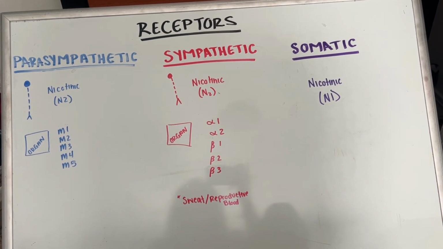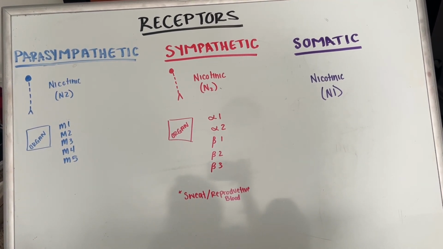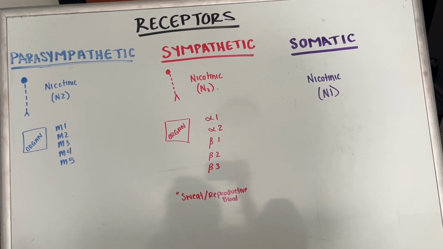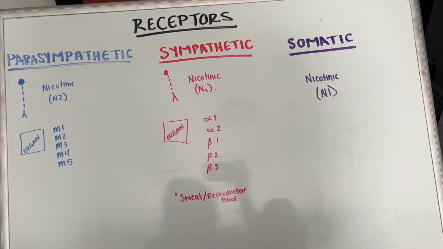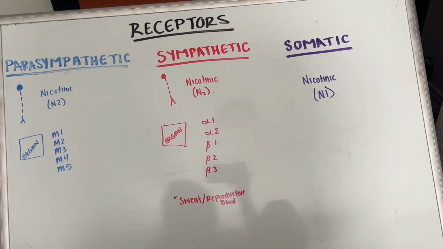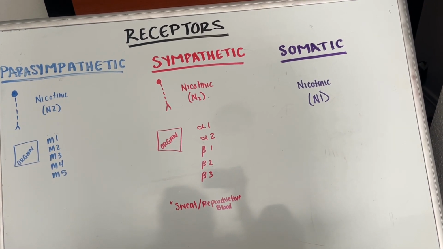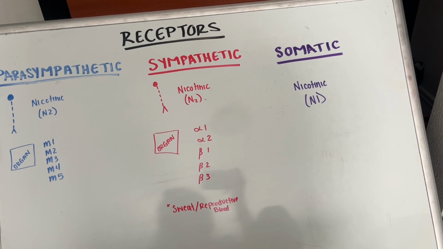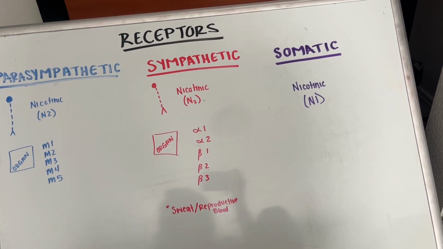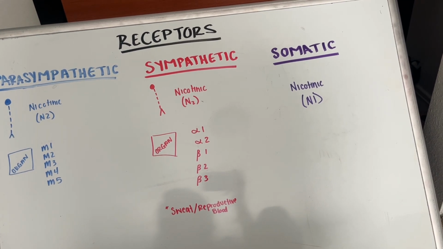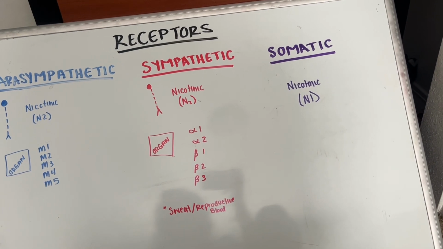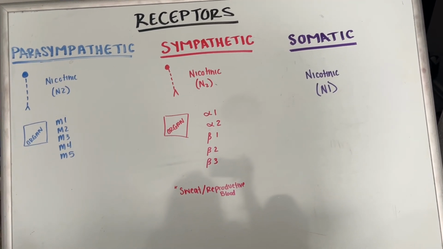In our sympathetic division, our postganglionic neurons also have nicotinic or N2 receptors that bind to acetylcholine, which, once again, was released by our preganglionic neuron. But our effector organs have adrenergic receptors that bind to norepinephrine and epinephrine. There are two main subtypes, alpha and beta, and they have alpha 1 and alpha 2 and beta 1 through 3. Some effector organs have muscarinic cholinergic receptors that bind to acetylcholine, which are just exceptions that we've discussed.